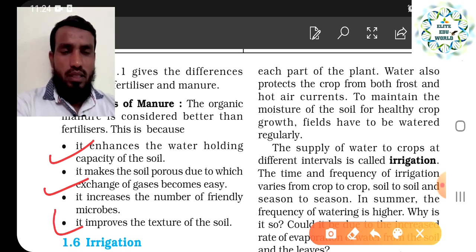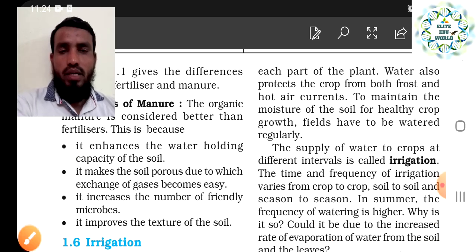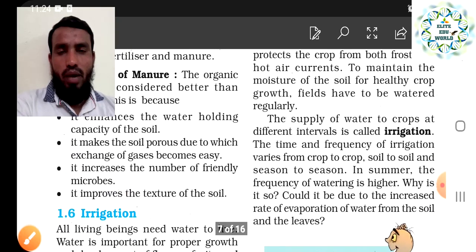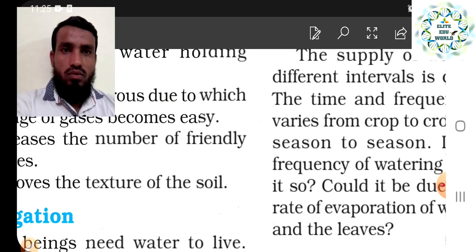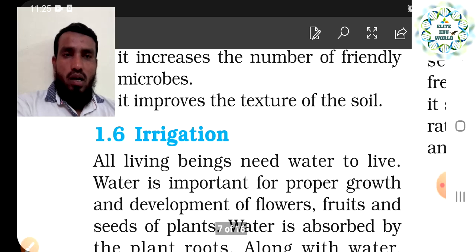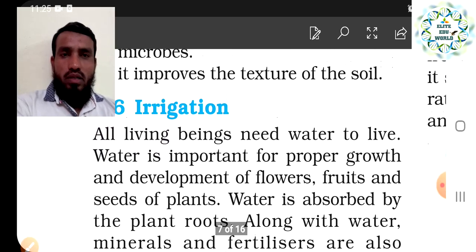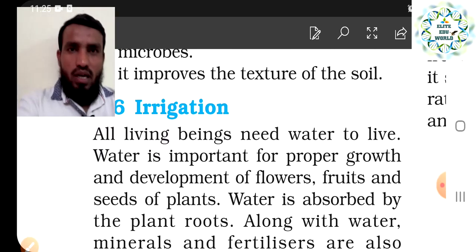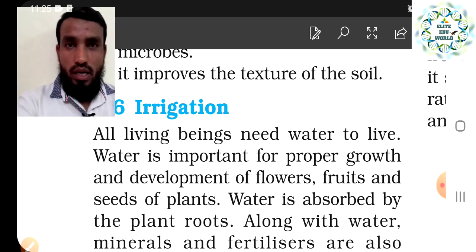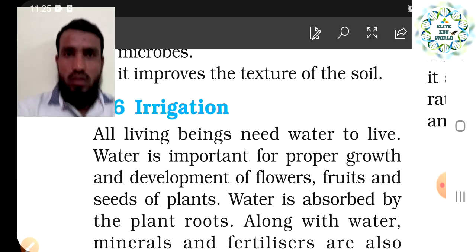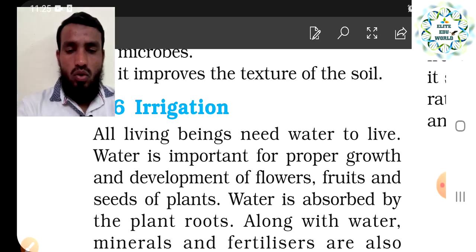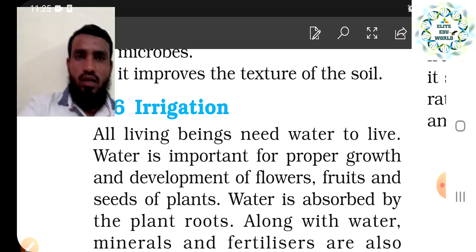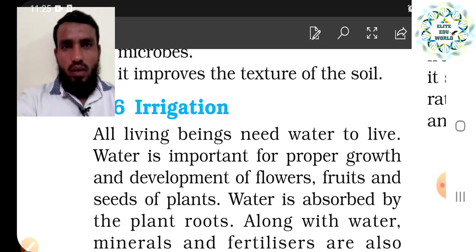The next point is that it improves the texture of the soil. Whatever the texture or profile, it will improve by using our manure. So these are the advantages over fertilizers. That is why we should use manure and avoid fertilizers, because fertilizers definitely give you more yield in a shorter time. But when you look at other advantages like water holding capacity and soil profile, I would suggest it is better to use manure only.